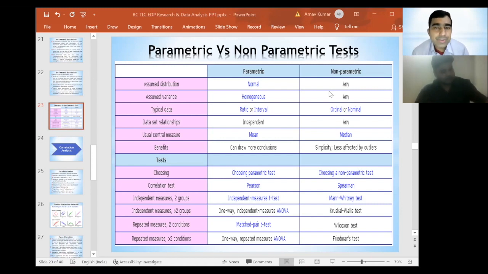First of all, we need to understand the word: what is a parameter? Anything related to the population, we call a parameter. For example, when we talk about the population average or population mean, it is a parameter. If we talk about population variance, it is a parameter. Or if we look at the correlation between two variables in the population, that correlation coefficient at the level of population is also a parameter. So a parameter is something related to the population.